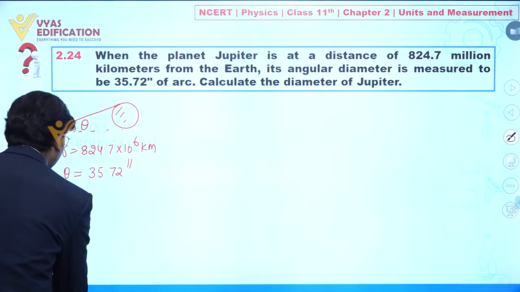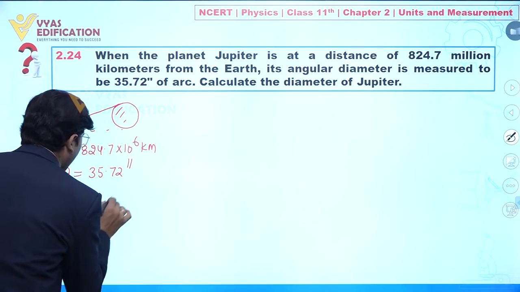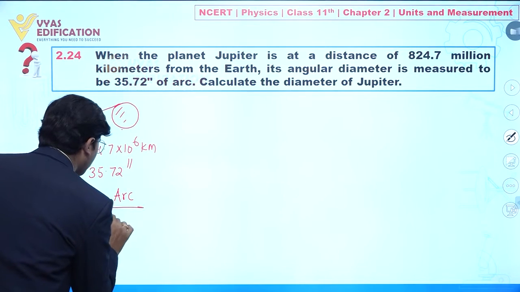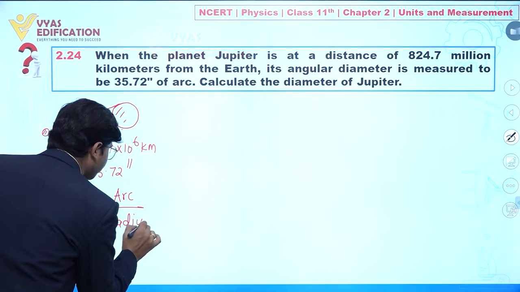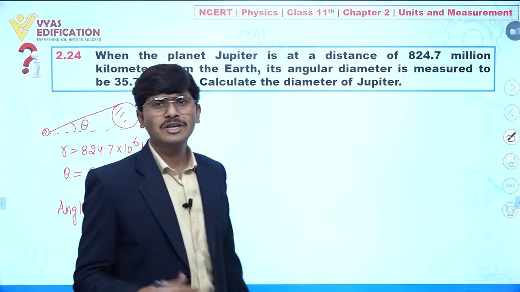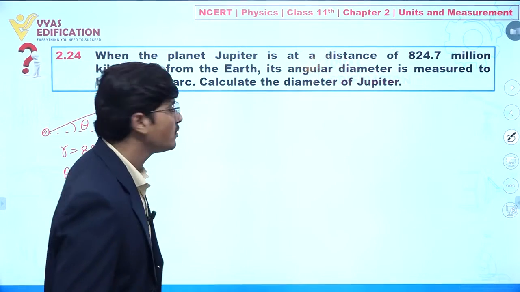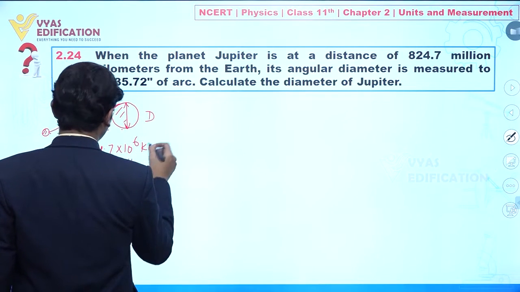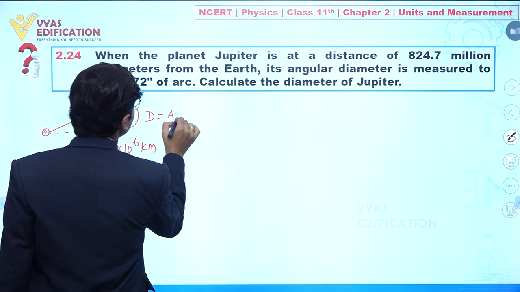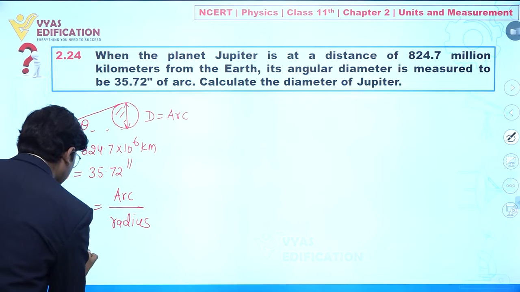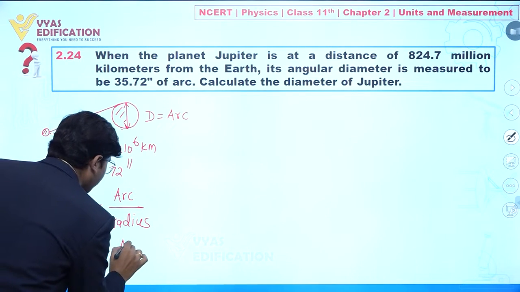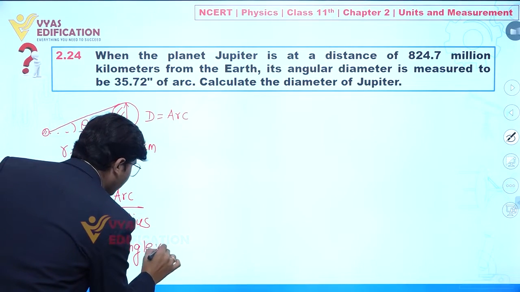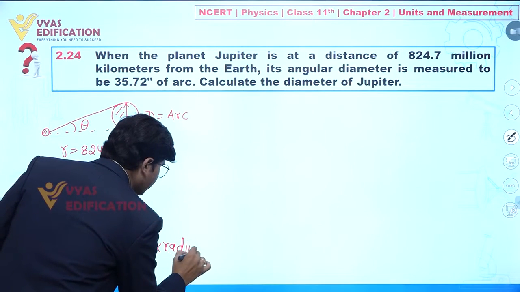Here we can apply one formula, angle is given by arc upon radius, clear? So from here what is our objective? Our objective is to calculate this diameter, clear? And this diameter we can see actually this is arc, clear? So from here we can see arc, this is given by angle multiply radius, clear?